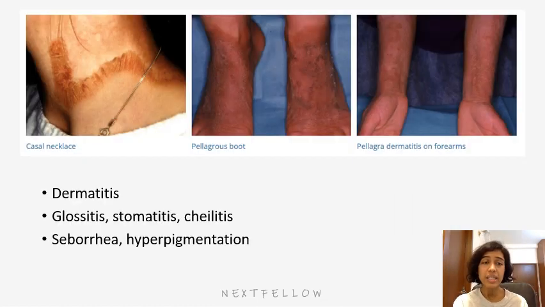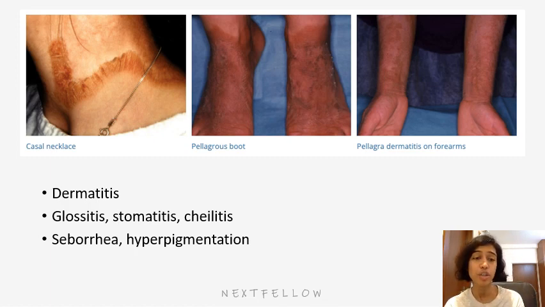So you can see Castle's necklace over here. It's the rash occurring on the photo-exposed area. You will also have the pellagrous boot, so that's the exposed part of the feet, and the pellagra dermatitis on the forearms. You can also have mucosal lesions, so glossitis, that is of the tongue, inflammation of tongue, stomatitis of the oral mucosa, and cheilitis, that is of the lip angles and the lip margins. Seborrhea and hyperpigmentation are also features.